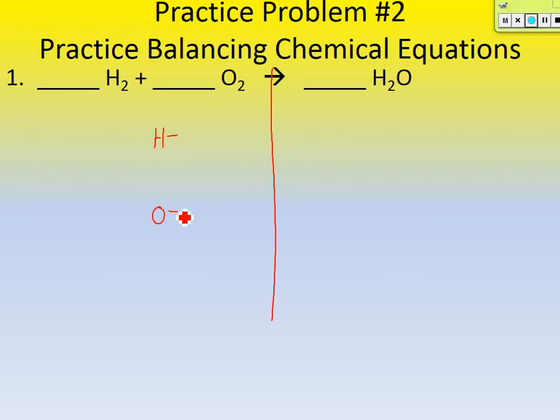Now I've got to list all the elements on the product side. But guys, listed in the same order. If you've got hydrogen on top, let's keep it on top. If you've got oxygen on the bottom, let's keep it on the bottom. Okay?